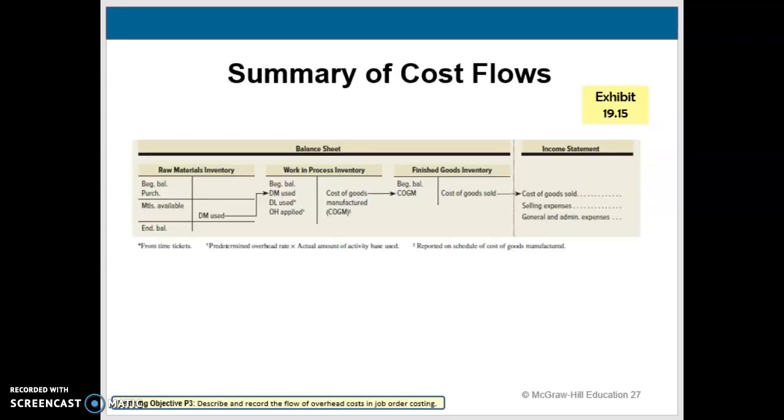Looking at the summary, this shows us that the direct materials used, direct labor used, and factory overhead applied flow through the work in process inventory and the finished goods balance sheet accounts. The cost of goods manufactured is computed and shown on the schedule of cost of goods manufactured. When goods are sold, their costs are transferred from finished goods inventory to the income statement as cost of goods sold. Remember, period costs do not impact our inventory accounts, so they're not going to impact cost of goods sold, and they're not reported on the schedule of cost of goods manufactured. They're reported on the income statement as operating expenses instead.